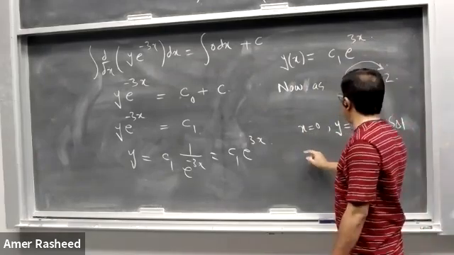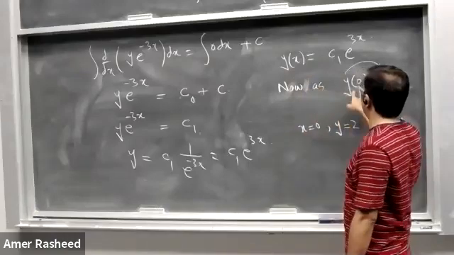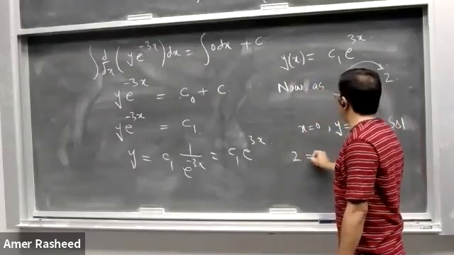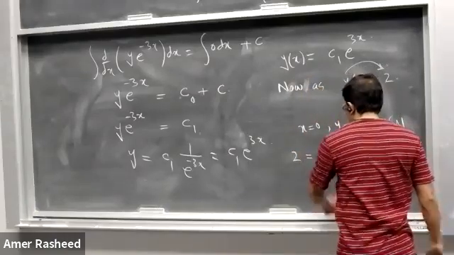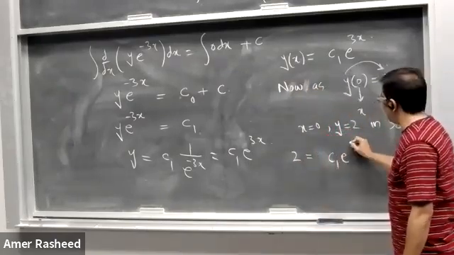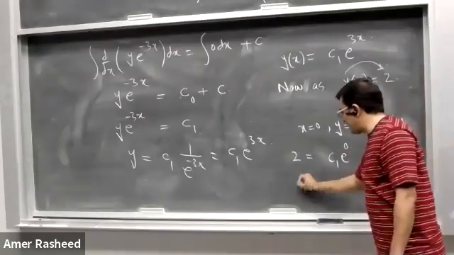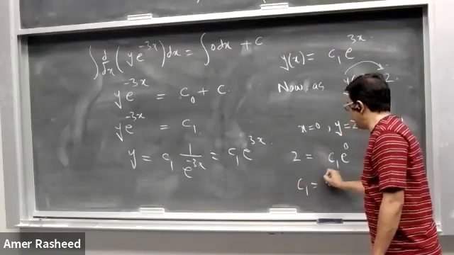So what do we get here? The value of y of 0 is 2. So we put here 2, and on the right hand side we put x equal to 0. So we get c1 here, e to the power 0. So e power 0 is 1. What do you get? The value of c1 is 2.